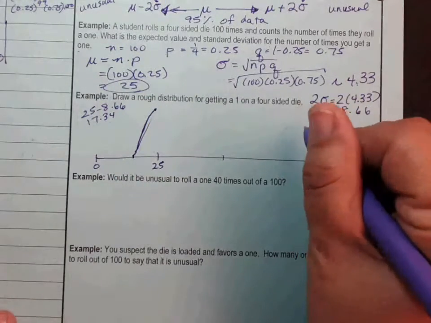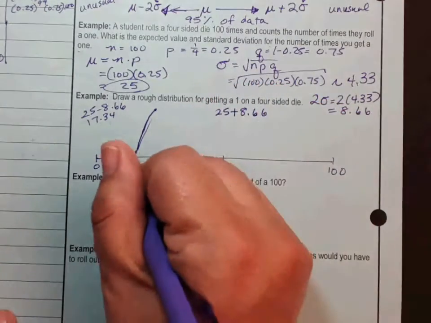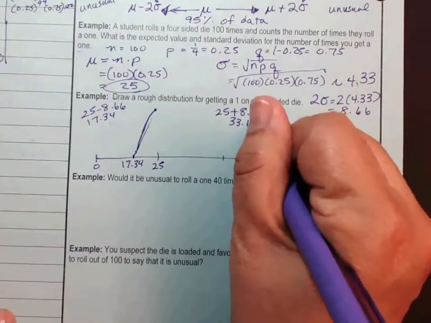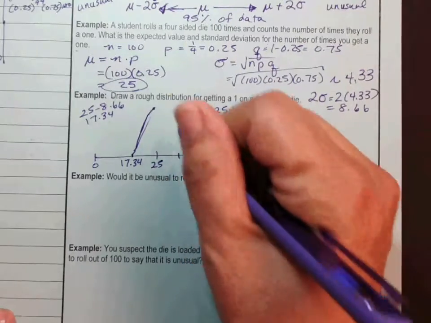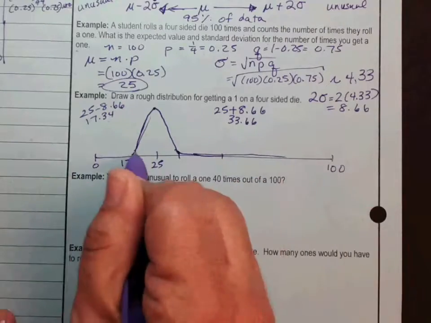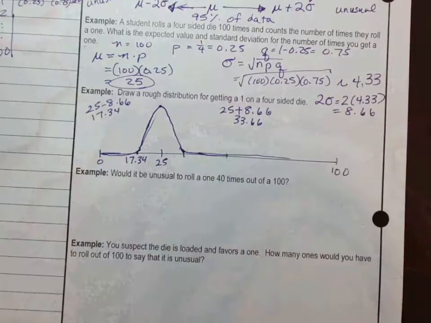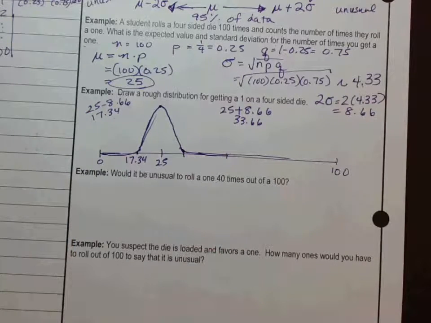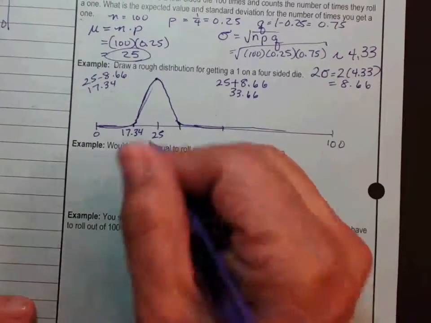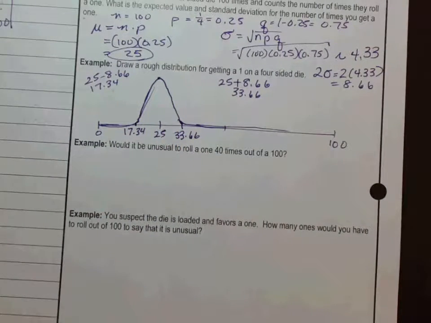And then 2 sigma to the right, add 25 plus 8.66. Here's, by the way, 17.34. And I'm going to get 33.66, which is probably around here. Most of my data will be here. And then I'll have a little bit, 5%, split between these two. So 2.5% here, roughly. Again, not exactly perfect, but roughly. So if I asked you the question, would it be unusual, let me write it, 33.66, to roll a 1 40 times out of 100?